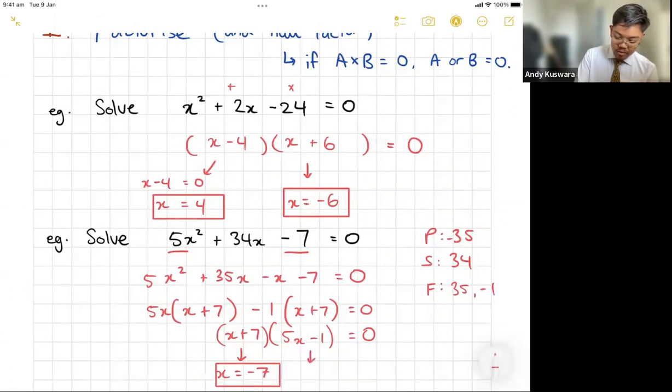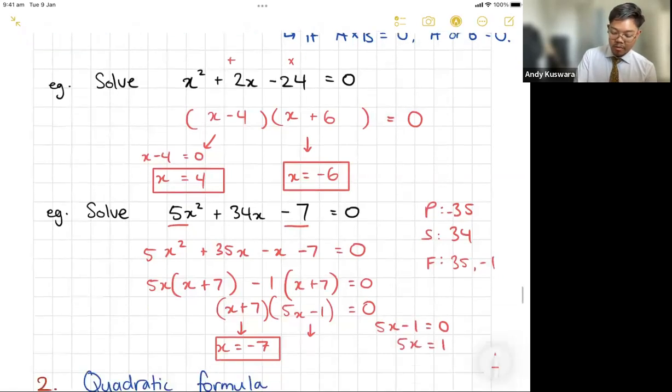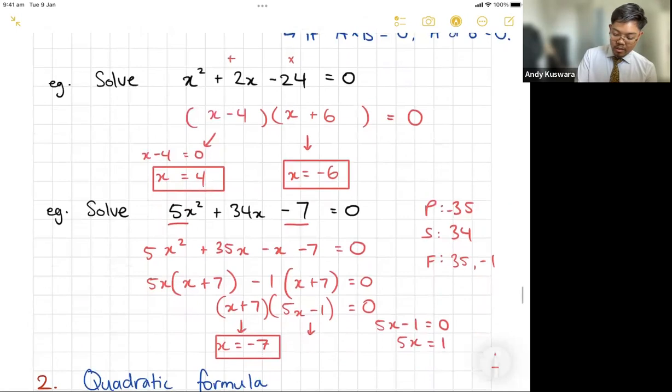And for this one here, it's a bit trickier. I want 5x minus 1 to equal 0. So I'm going to write the whole bracket, let it equal 0. I can see that 5x would have to equal 1. And then pushing the 1 over to the other side, I can see x would equal 1 on 5. So that would be your two solutions for that quadratic.